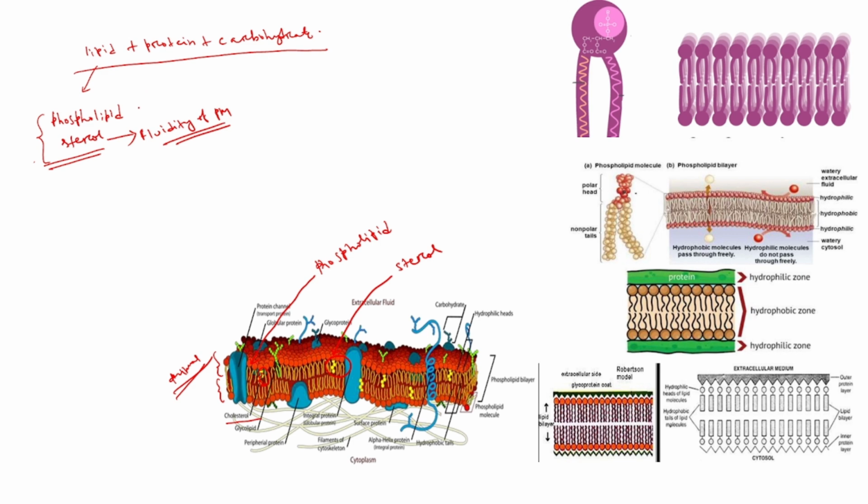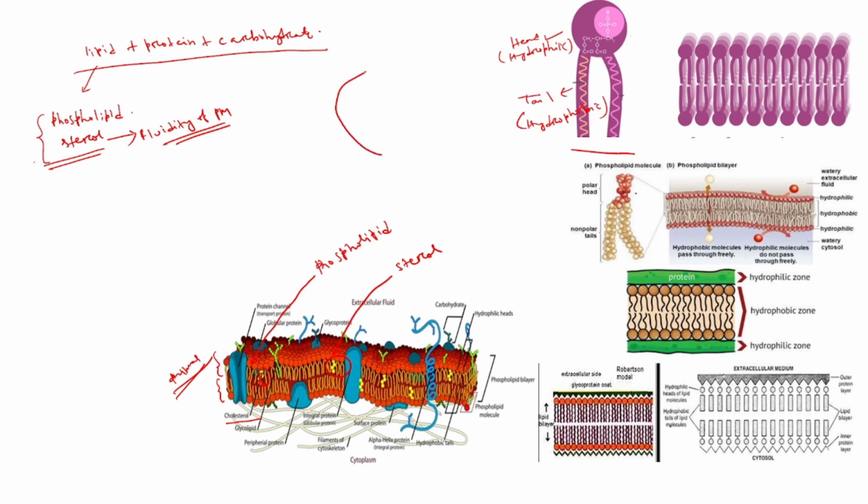So this is the phospholipid. This type of structure is called a phospholipid. One is called the head part, and it is hydrophilic, and this is the tail part, and it is hydrophobic. Now, why is the head part hydrophilic and why is the tail part hydrophobic?